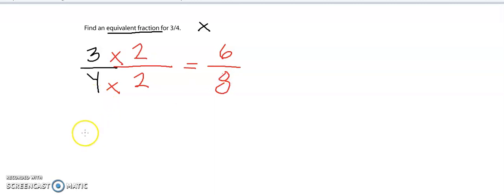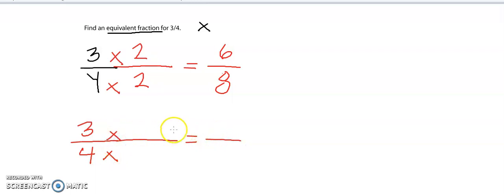Okay, so let's try it again now. So I have 3/4, and I want to make an equivalent fraction that's not 6/8. Not 6/8. So mental math, really quickly, what would you multiply by? Okay, correct answer. Yes, you guys started at 2. You can go to 3, as long as it is not 1. So 3 times 3 gives you 9. 4 times 3 gives you 12. Okay, so that's how you would make equivalent fractions.